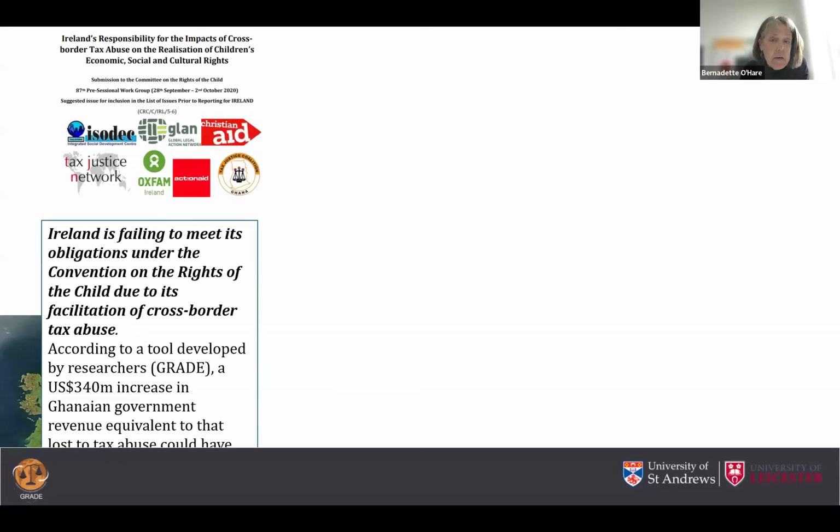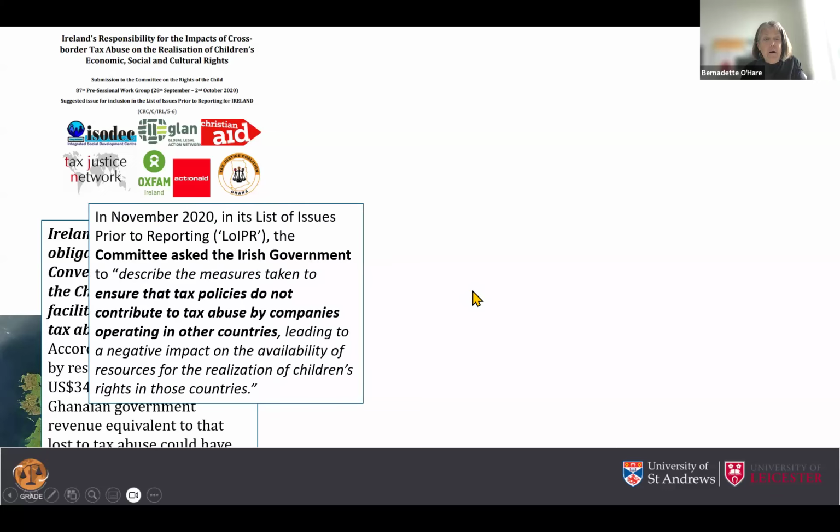But in 2020, a group of NGOs, including NGOs from Ireland and from Ghana, were concerned about this, and this catalysed a submission to the United Nations Committee on the Rights of the Child. And they wrote in that submission, Ireland is failing to meet its obligations under the Convention on the Rights of the Child due to its facilitation of cross-border tax abuse. And they used the GRADE tool in this case to look at the impact of the estimates on tax abuse in Ghana at that stage. And the story, of course, doesn't stop there.